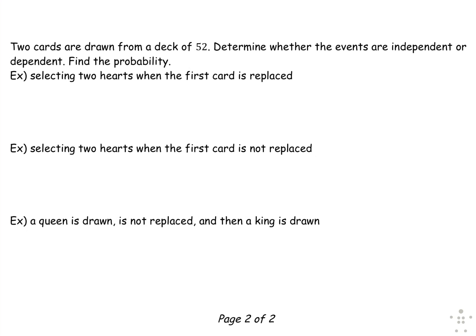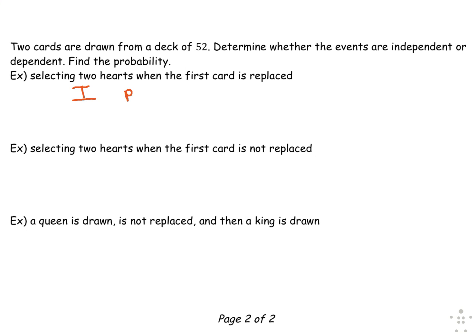Now we will talk about a standard deck of 52 cards to show what dependent probability means. So 2 cards are drawn from a deck of 52. First, we want to talk about dependent or independent and then find the probability. We select 2 hearts, and the first card is put back or replaced. So for that reason, this will be independent probability. So we'll just multiply the two probabilities together.